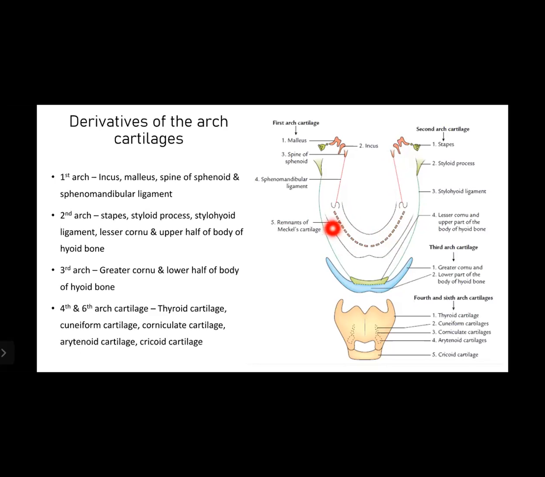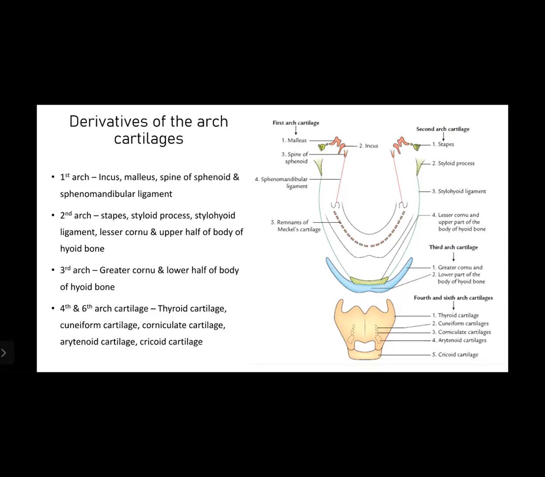Okay, so remember, the Meckel's cartilage does not directly contribute to the formation of the mandible, because no part of the cartilage is actually incorporated within the forming mandible. It only forms a scaffolding. Okay, but the part of the cartilage gives rise to the incus, malleus, the sphenomalleolar ligament, and the sphenomandibular ligament. Okay.